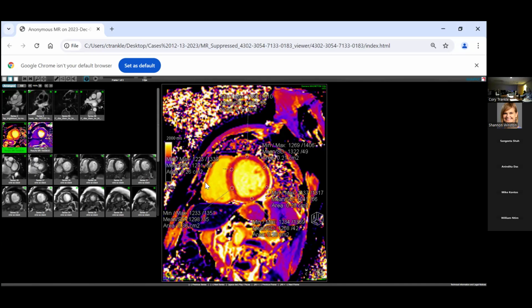And so then on the far left side of the picture, there's a little scale. At the bottom is 0 milliseconds, and at the top is 2000 milliseconds. So what has happened on this particular picture is it's a color map of T1 values for all of the voxels that are comprising the image.